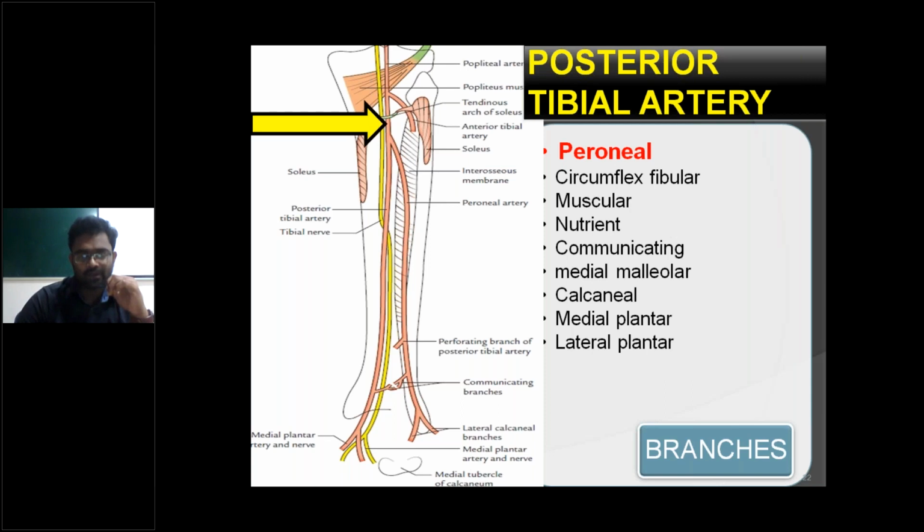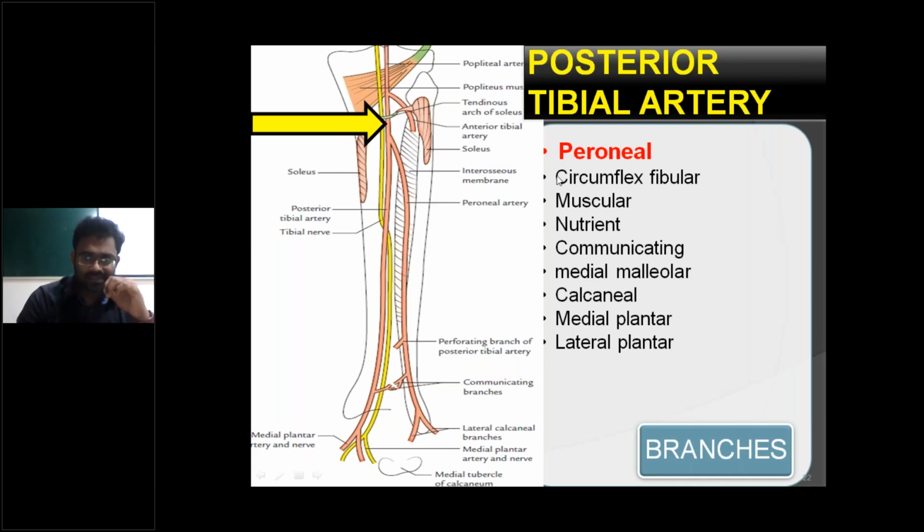The lateral malleolar network is an arterial network that surrounds the lateral malleolus of the fibula. Similarly, the medial malleolar network surrounds the medial malleolus of the tibia. All of you know the medial malleolus is formed by the tibia, the lateral malleolus by the fibula. So the peroneal artery is a large branch of the posterior tibial artery, accompanies the medial crest of the fibula, and terminates into lateral calcaneal branches.